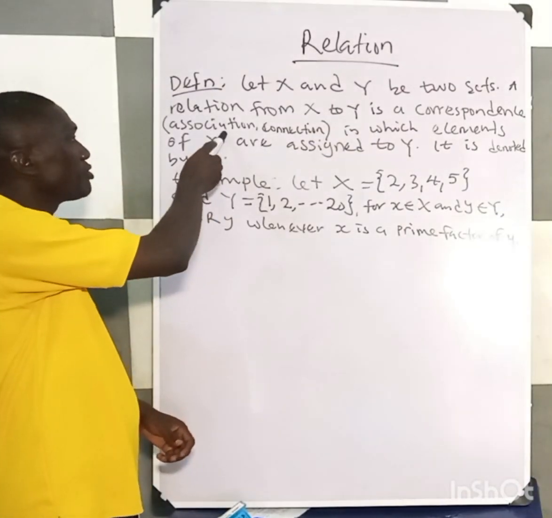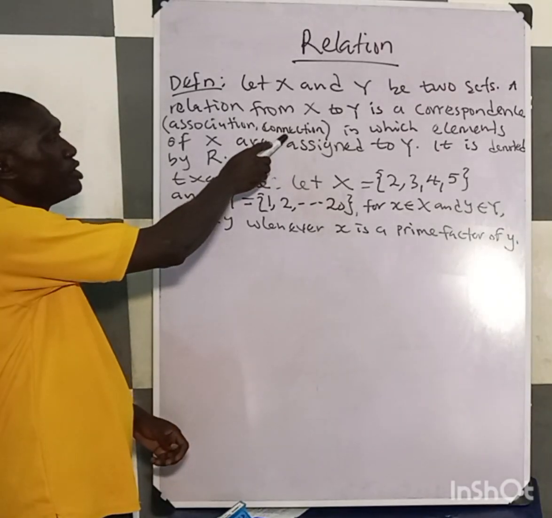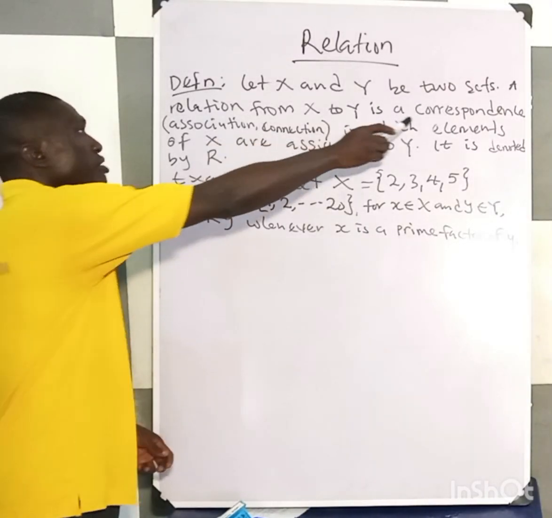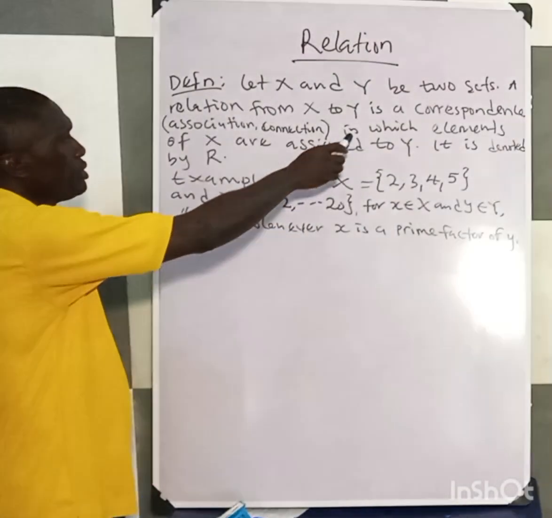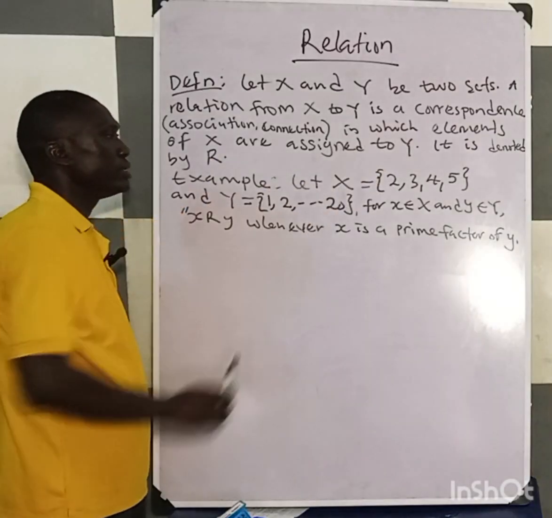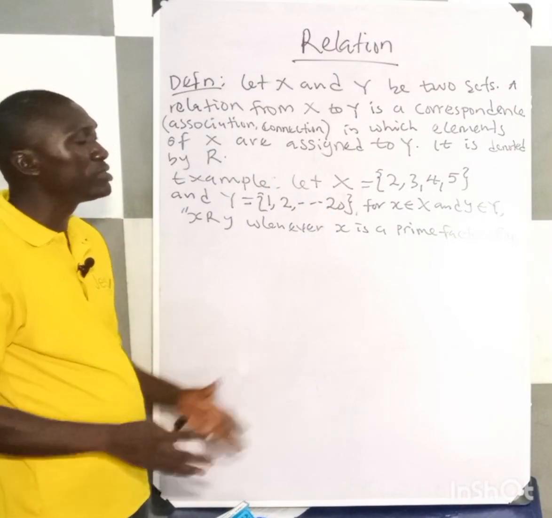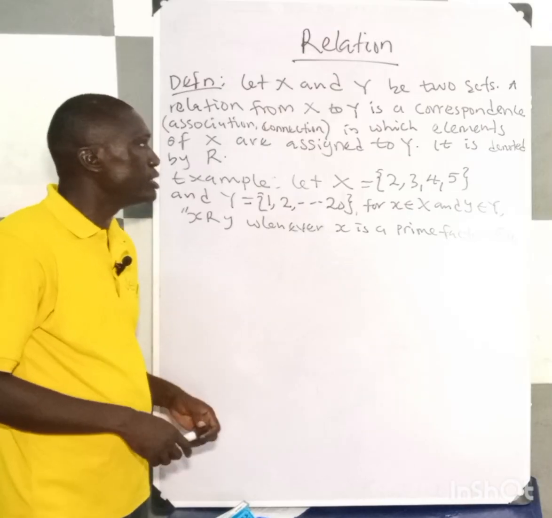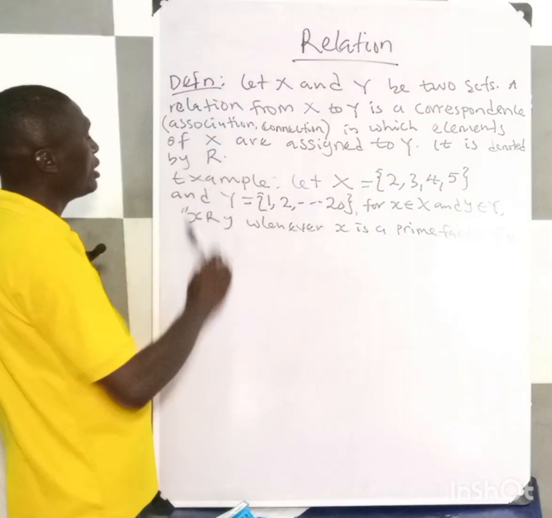In other words, we can talk about it as association. We can also talk about it as a connection, but those are informal words. The formal word is correspondence, kind of a link in which elements of x are assigned to that of y. So in a relation, we are looking at two sets in which elements of one set are assigned to elements of y. It is denoted by the symbol R.